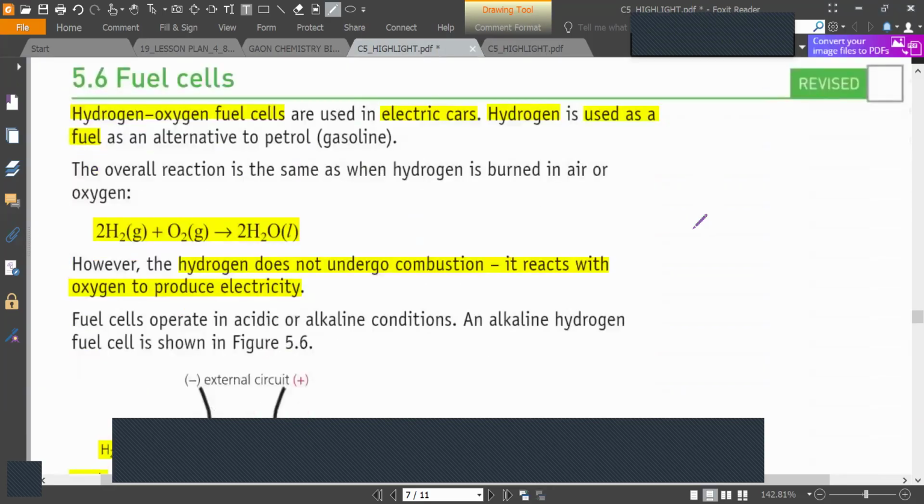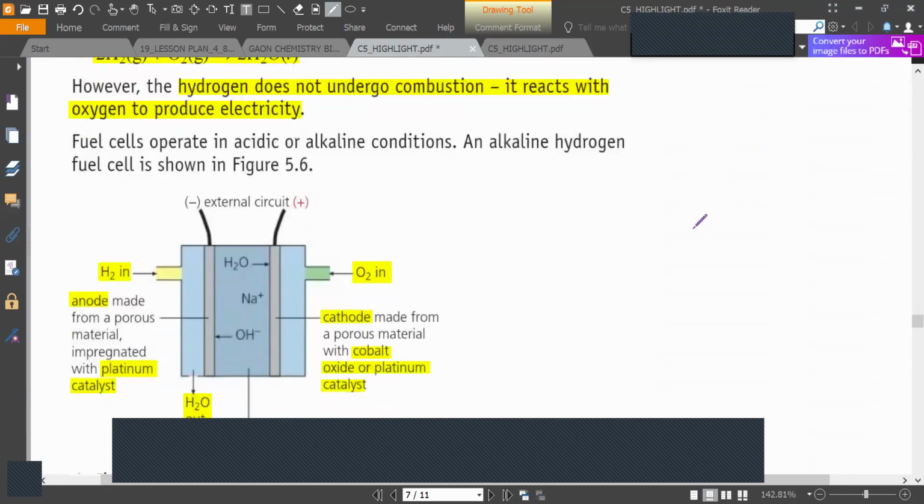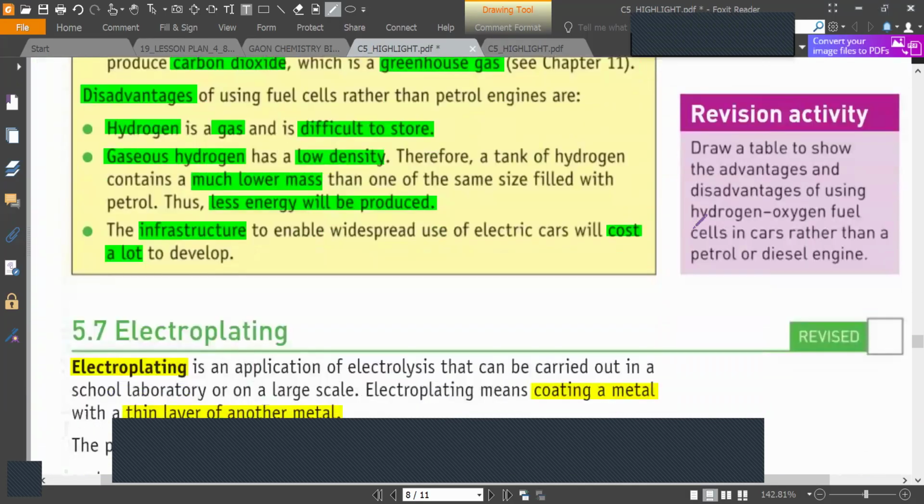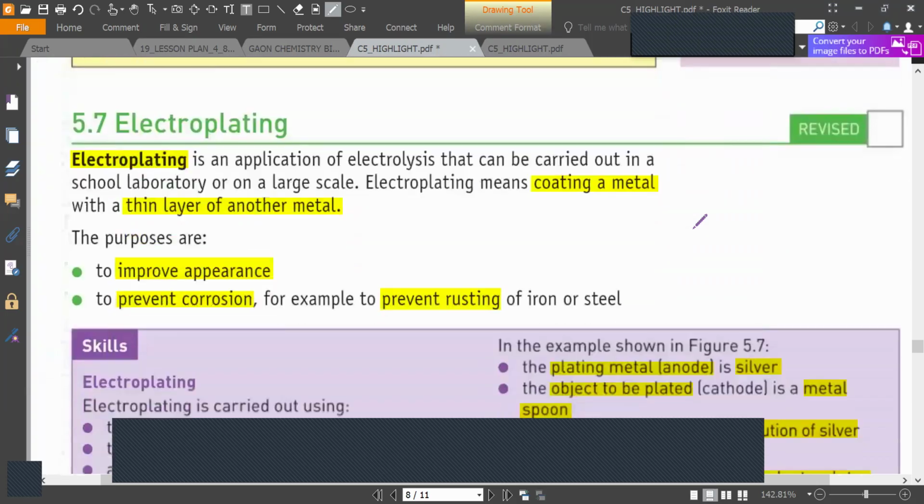We looked at the fuel cell, which is an environmentally friendly way of producing electricity. We covered the advantages and disadvantages.